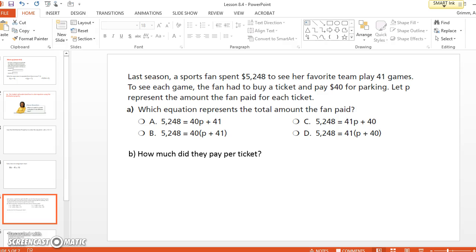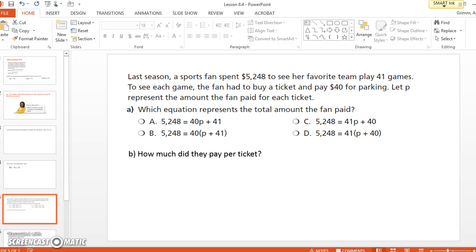Okay. The fan had to buy a ticket and pay $40 for parking. Let P represent the amount the fan paid for each ticket. Which equation represents the total amount the fan paid? Okay, so which one of those? Let's maybe narrow some or take some out. That might make our life a little easier.